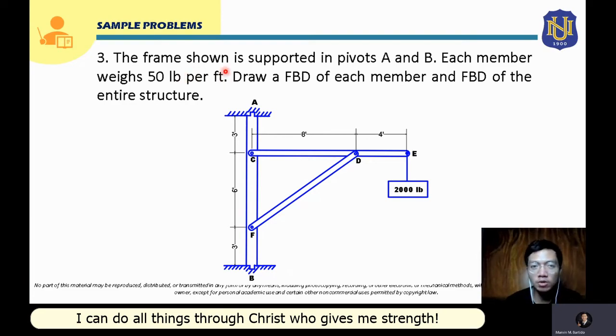Since the unit is pound per feet, we have to multiply this 50 pound per feet to the length of the member that we are solving, to cancel the feet and to solve for the equivalent point load of this 50 pound per feet intensity of the weight of the members. That equivalent point load will be applied to the center of gravity, or to the center of the members. So we will start answering this now.